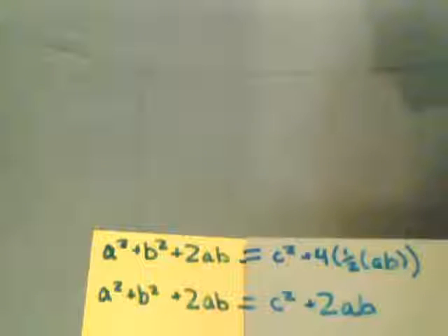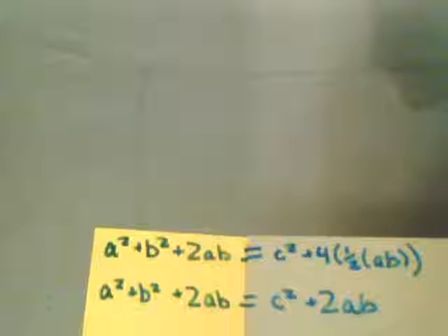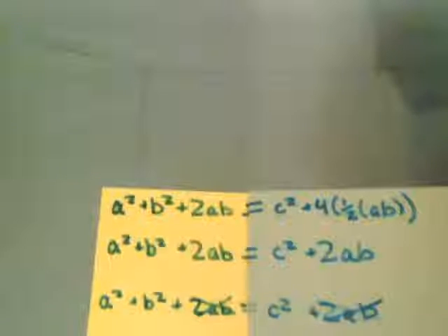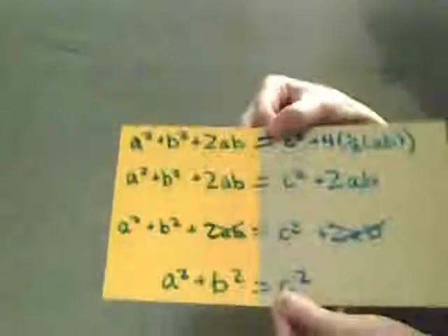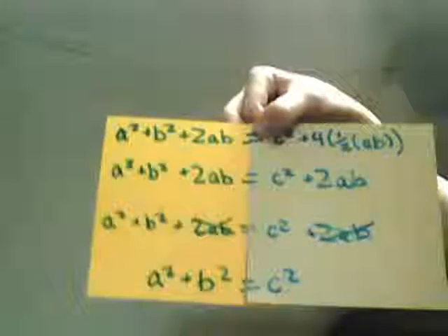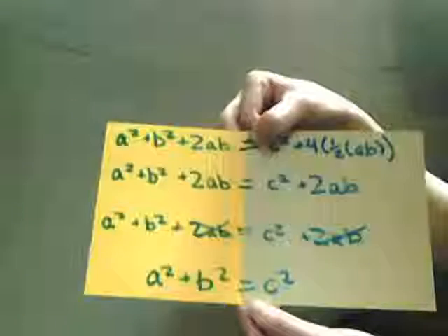a squared plus b squared plus 2ab equals c squared plus 2ab. Now we can quickly see that the two 2abs are able to cancel each other out. Then at the end, we're left with a squared plus b squared equals c squared, proving the Pythagorean theorem.